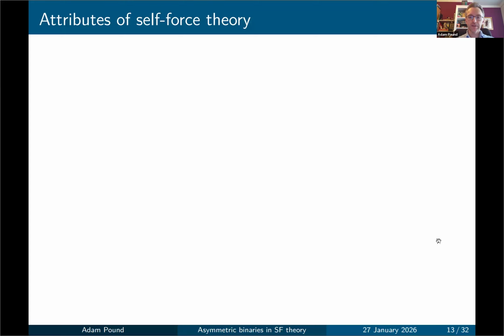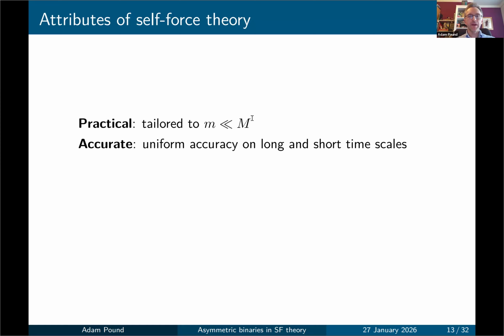Okay, now why is this a good approach? Well, obviously, it's specifically tailored to the regime that we're interested in when we're looking at EMRIs, this small mass ratio regime. And more recently, an important aspect is that the way we formulate it, it's not just accurate in that regime, it's accurate specifically on long timescales. Because the mass ratio is very small, the inspiral is very long and slow, because it's dissipating energy at a very slow rate.